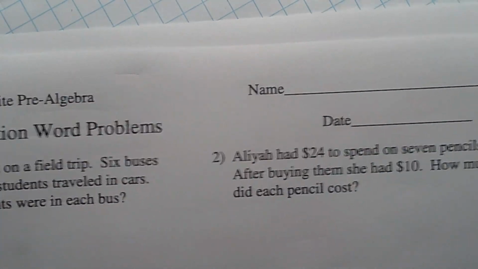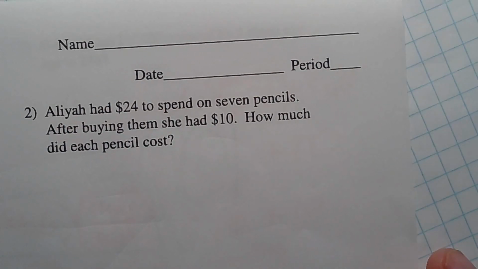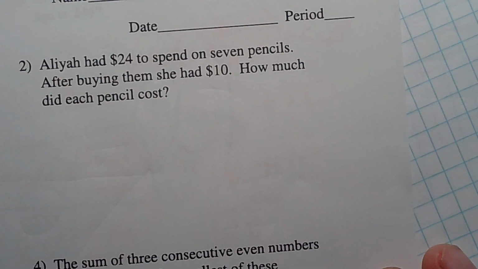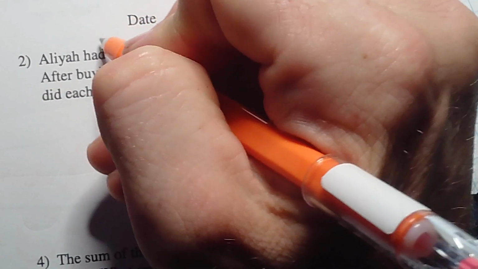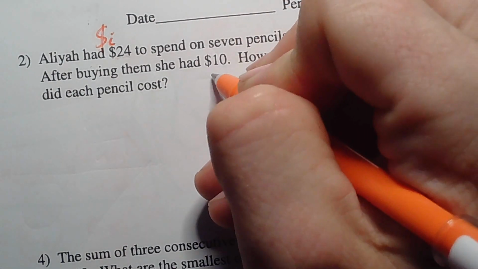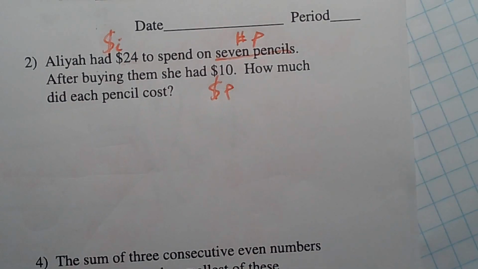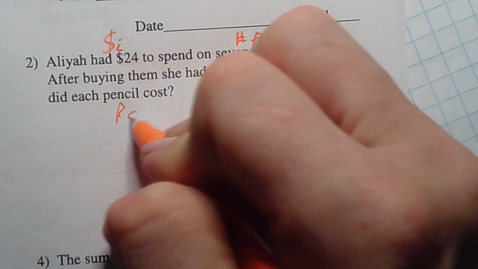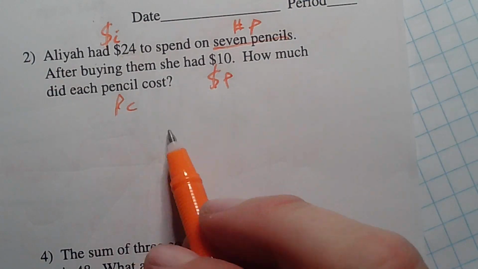Okay, so here we have another one. Let's see if we can figure out this one. All right, so we had 24 pencils, $24 spent on pencils, and after buying, she had $10 left. Right? How much did each pencil cost? All right. So this one here, we have $24. This is our cost initial. This is our dollars initial, right? And then this is our dollars final. And then this is the number of pencils. And then this is our pencil cost. And that's pretty much it, right?